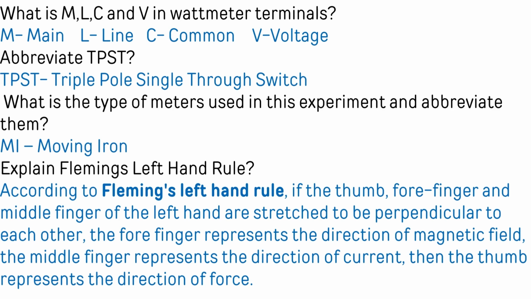Explain Fleming's left hand rule. According to Fleming's left hand rule, if we stretch the thumb, forefinger, and middle finger perpendicular to each other, the forefinger represents the direction of magnetic field, the middle finger represents the direction of current, and the thumb represents the direction of force.